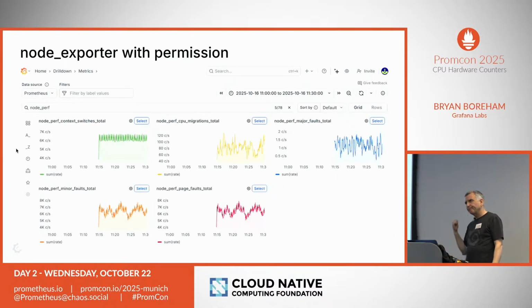That's great. Actually, if you look at these, they're not hardware counters. All of these things, context switches, memory faults, CPU migrations, these are things the operating system does. So these are counters that Node Exporter gets from perf, good, but it doesn't get them from the hardware, bad. Okay, what else is going wrong? Why are we not seeing our hardware counters?